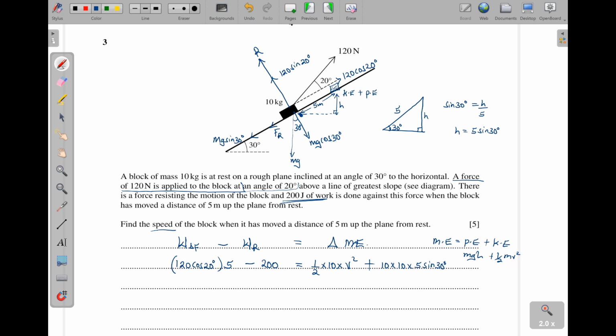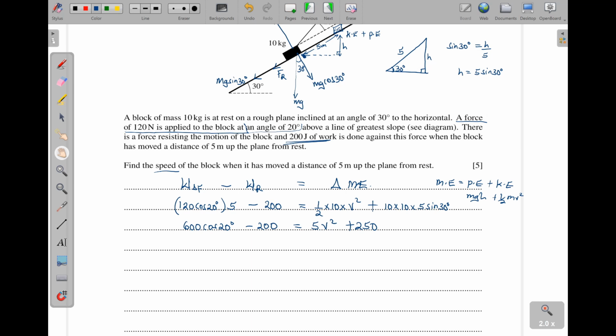So what is left is now to find v. 120 times 5, that is 600. Then there is another cos of 20, and then minus this 200 here. Then here we shall get 5v squared, and then here a half, because sine of 30 is a half, and 10 times 10 is 100, a half of 100 is 50. So 50 times 5, that is 250. So meaning, if I want to find my v, making it the subject of the formula, is going to be the square root. So now we first take away the 250. So minus 200 here, then minus 250. Then we divide by 5. Then that is when we take the square root.